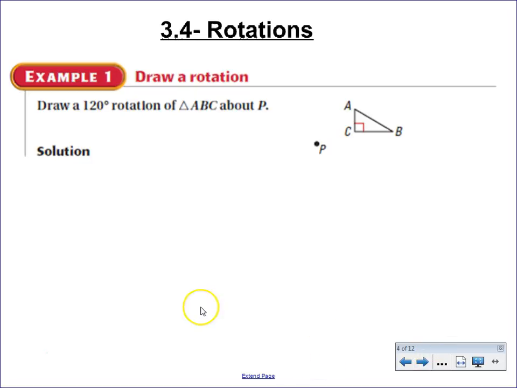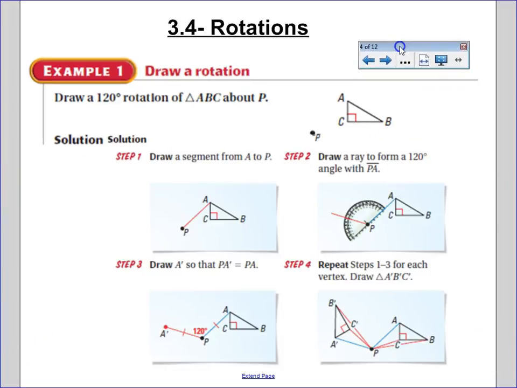So let's take a look at now how we can draw a rotation of 180 degrees of triangle ABC about point P. So we can use our protractor for this. So the first thing we do is we connect our segment A to P. So we draw a line connecting the first point to our point of rotation. Then we form a 120 degree angle. And we're going to go counterclockwise, just in general whenever it says rotation, unless it says otherwise.